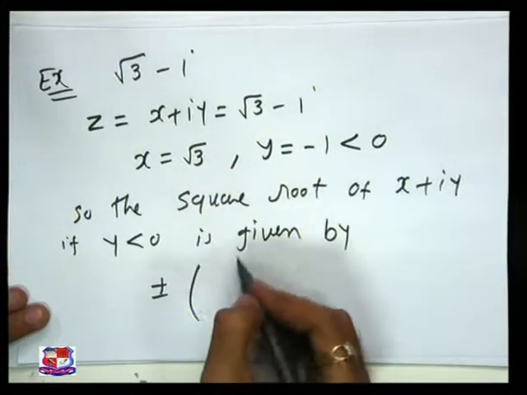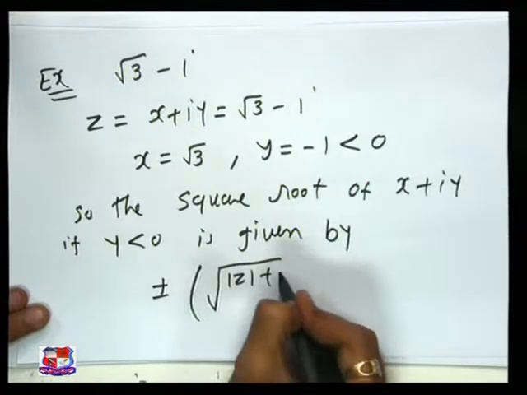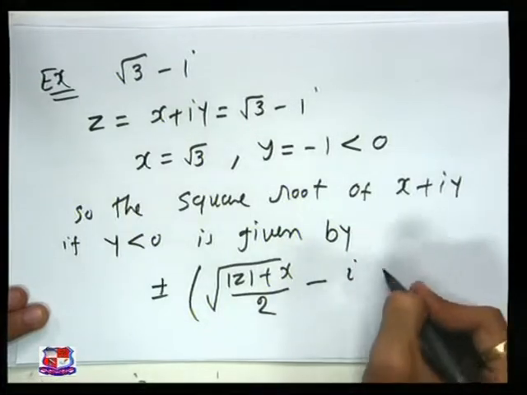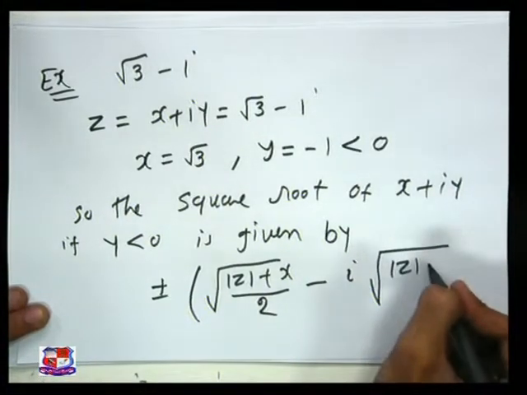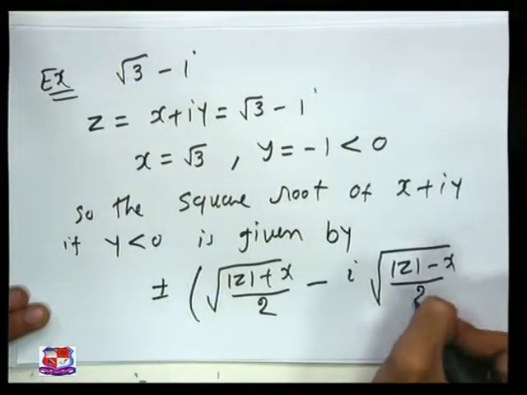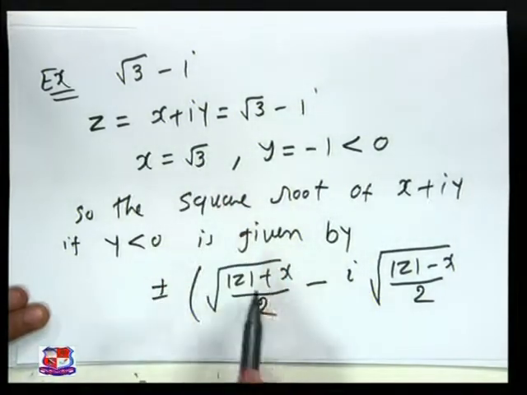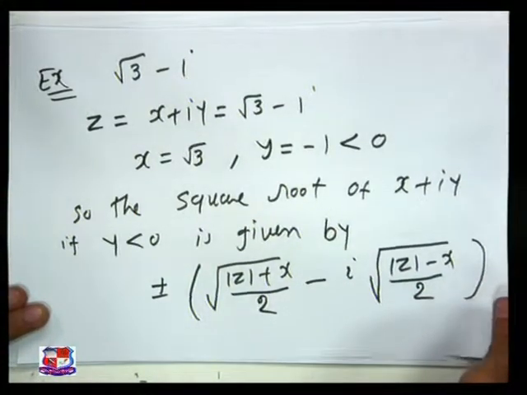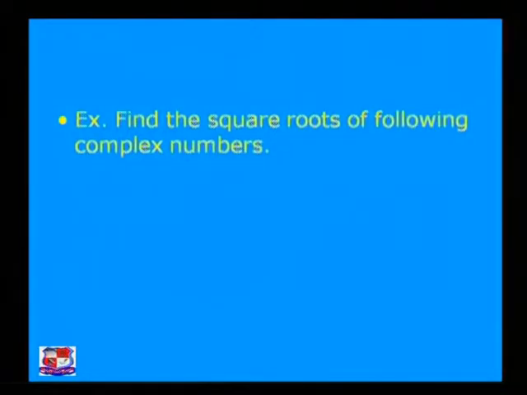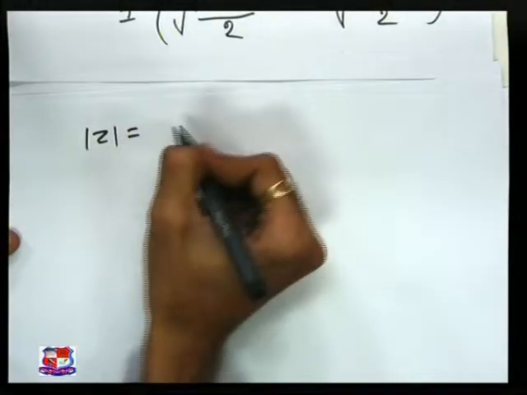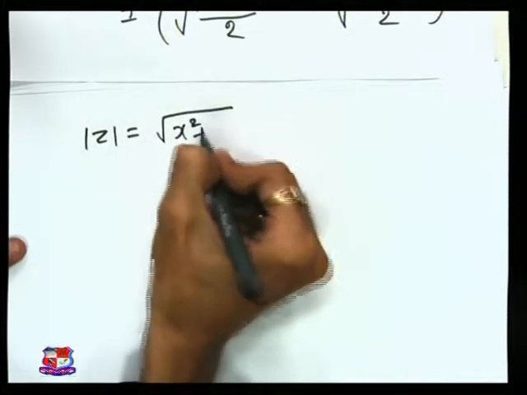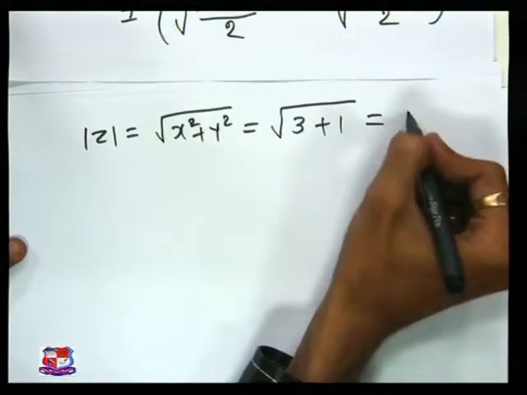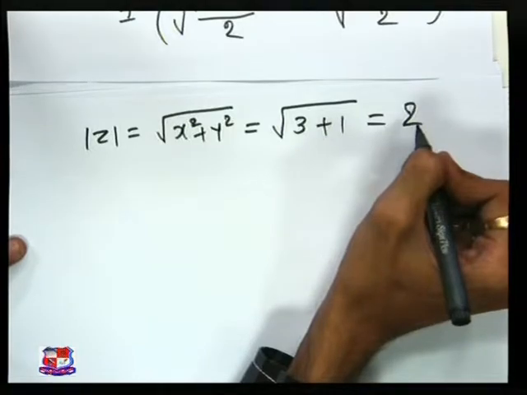plus or minus root of (mod z plus x) divided by 2 minus, because y is negative, i root of (mod z minus x) divided by 2. We have x equal to root 3, but first we need to find the modulus of z. So the modulus of z is equal to root of x squared plus y squared, that is equal to root of 3 plus 1, which is 4. So the square root of 4 is equal to 2.